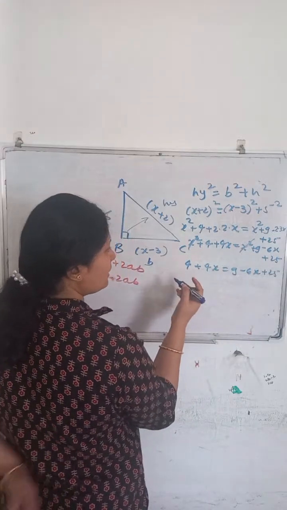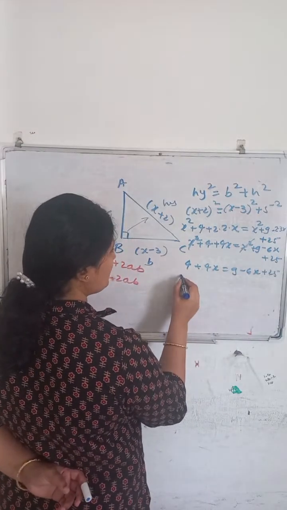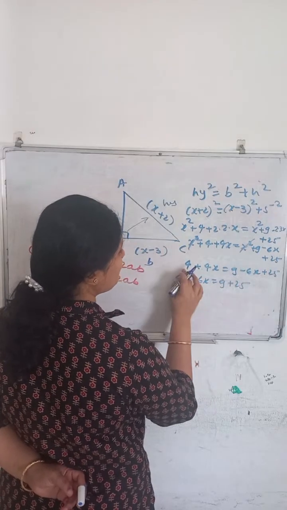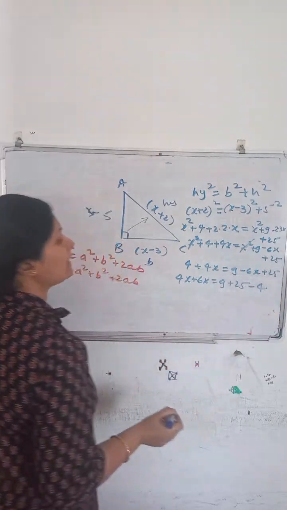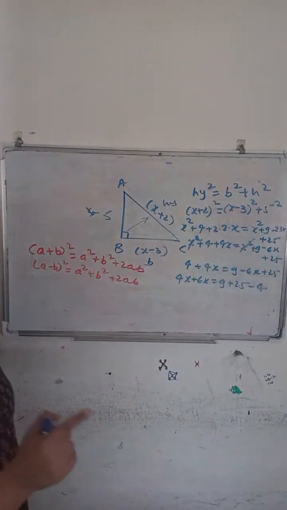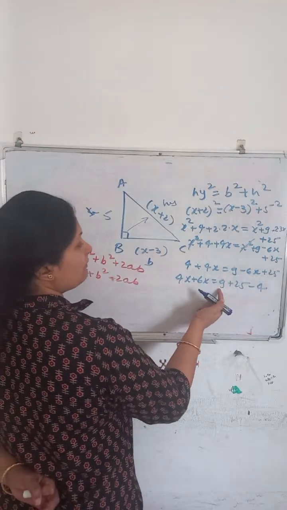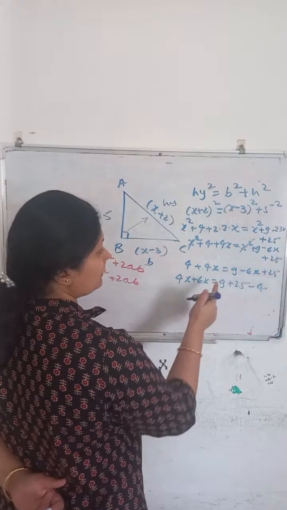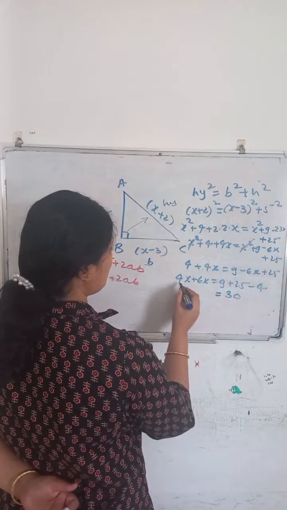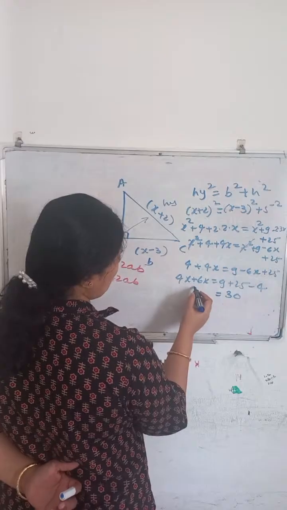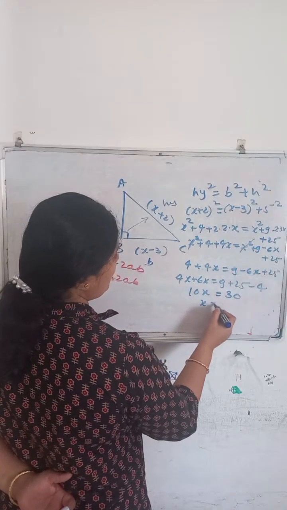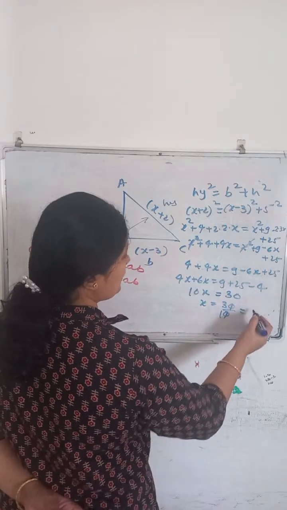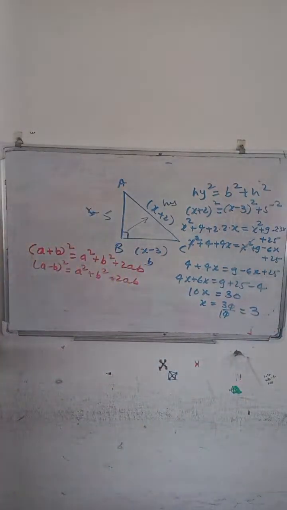So what I will do now, I will bring this minus 6x over here. So 4x plus 6x, 9 plus 25, and the 4 you can transpose here as minus 4. So 25 minus 4 is 21, and 21 plus 9 is 30. So 4 plus 6 is how much? 10x. So x is equal to 30 by 10, the 0s get cancelled, and I will get x as 3.